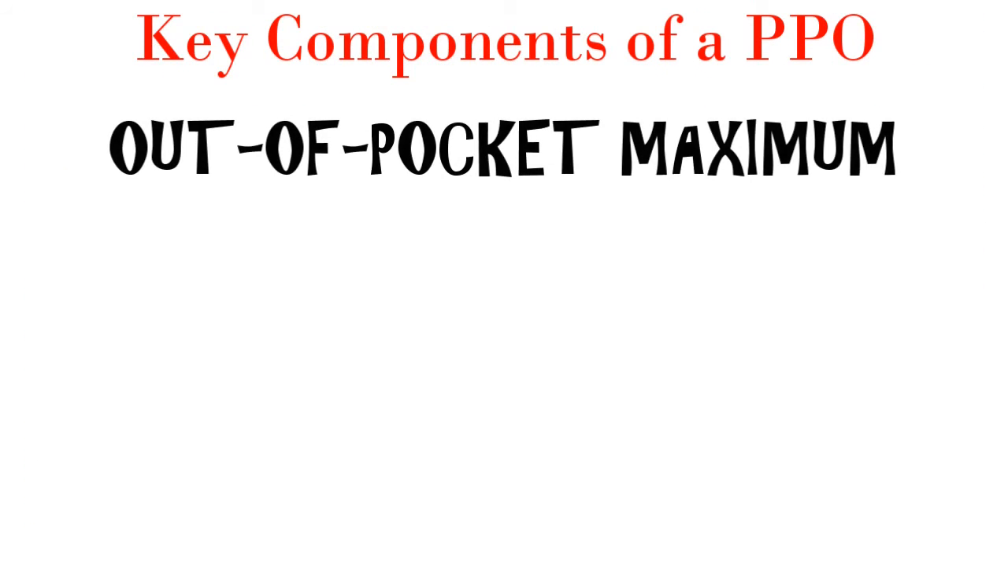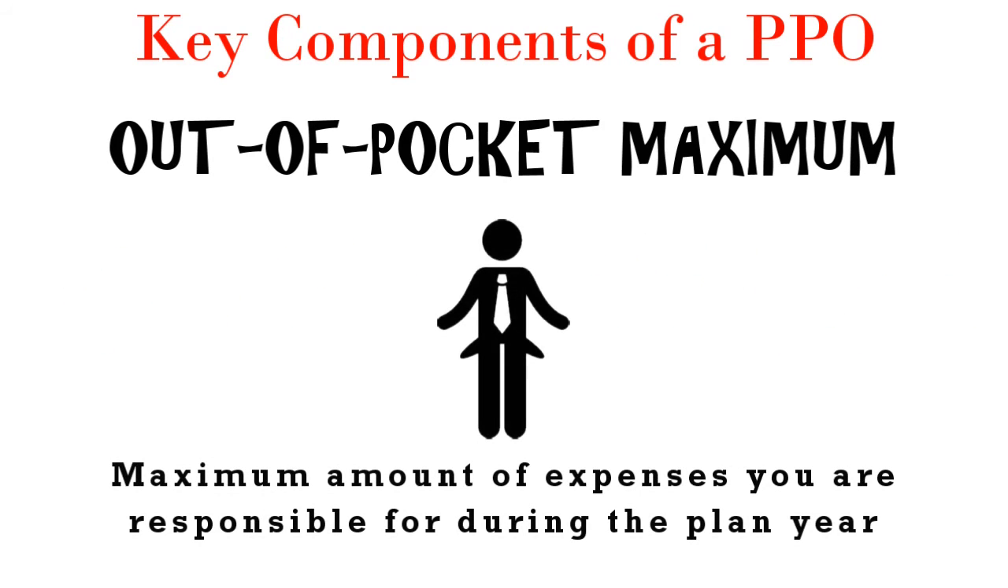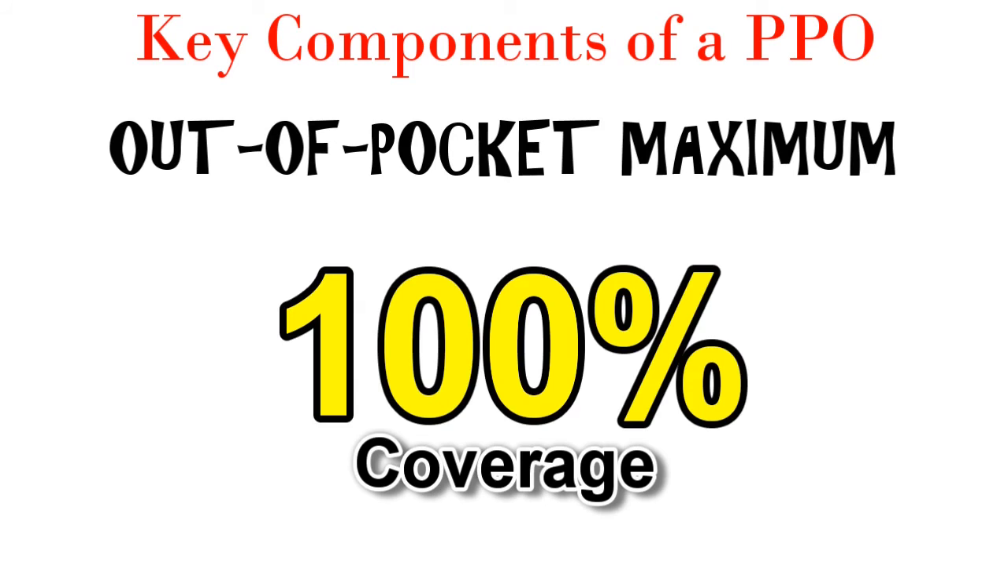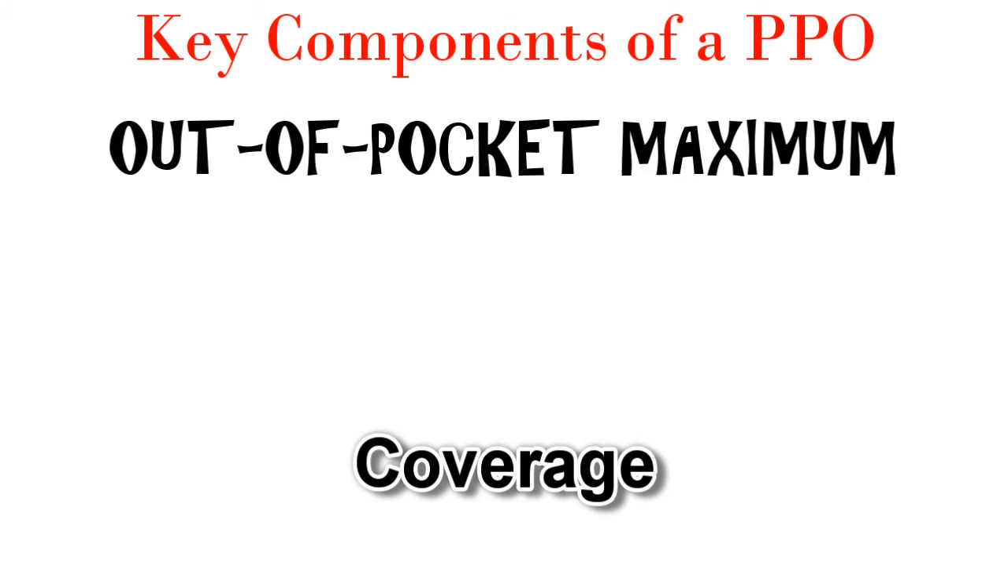The final component of a PPO is the out-of-pocket maximum. Often referred to as a cap, the out-of-pocket max is the maximum amount of medical expenses you, the member, will be liable for during the plan year. Once this cap is reached, the coinsurance arrangement shifts so that 100% of all eligible medical expenses are now covered by the insurance carrier.